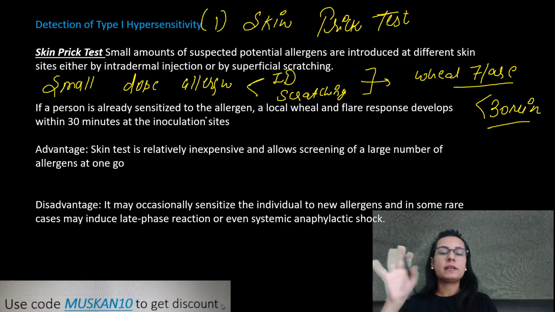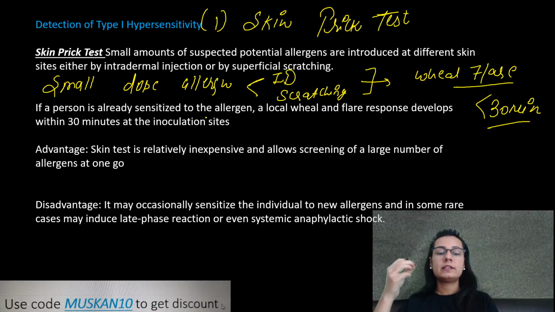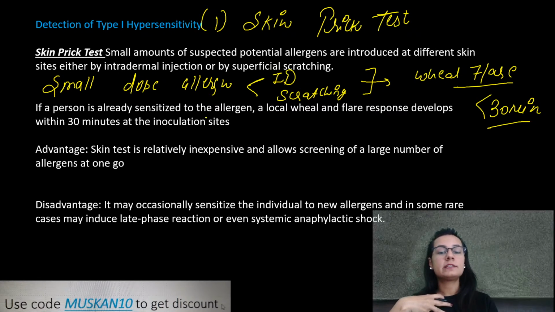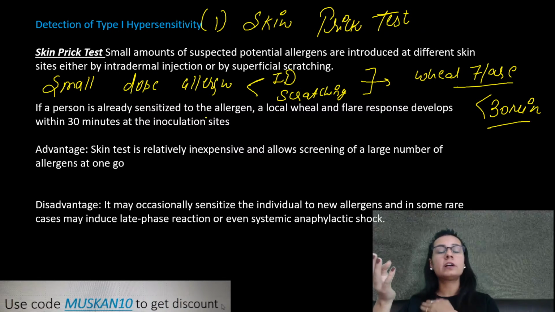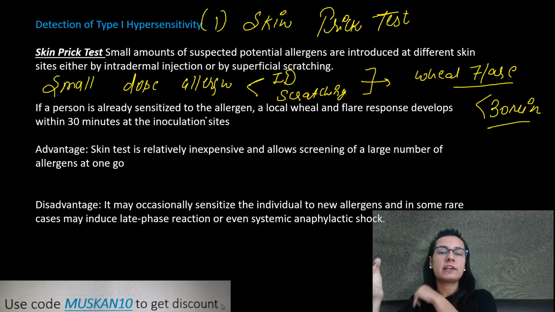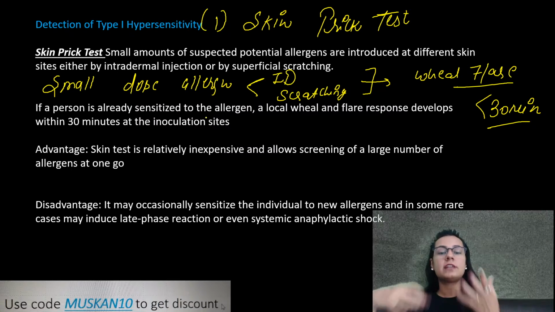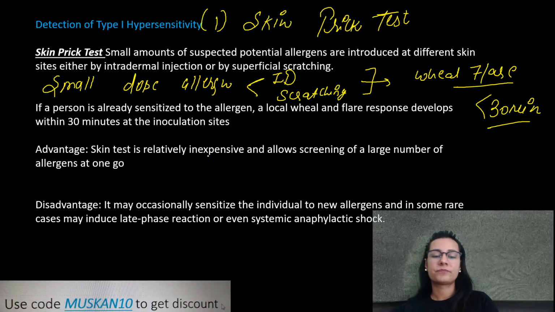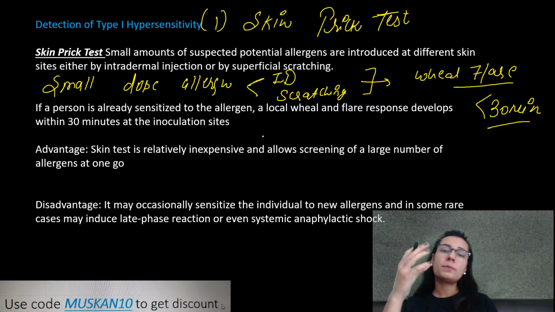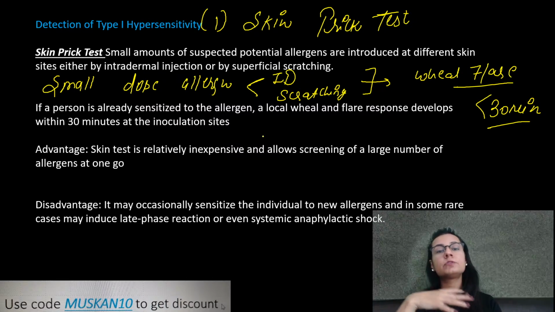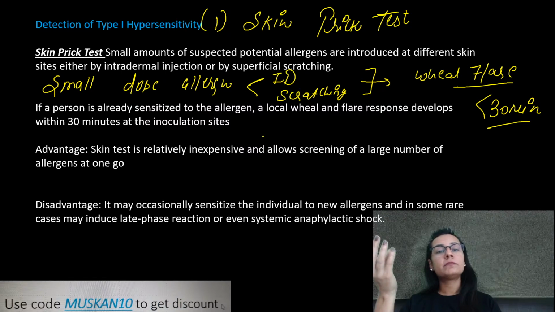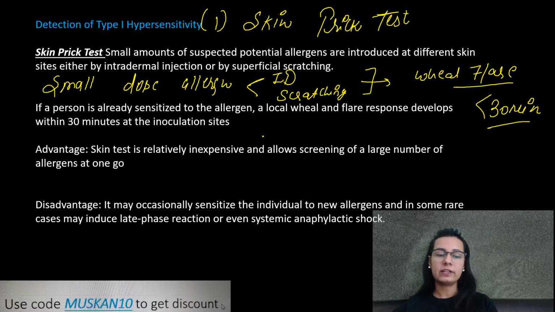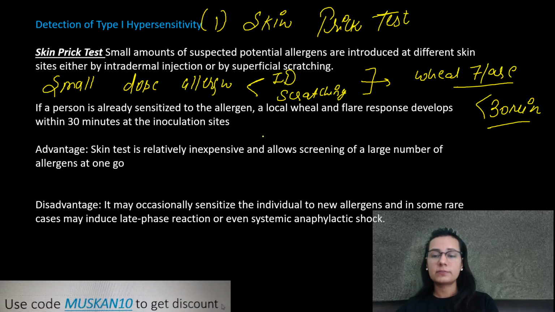Advantage is that it is inexpensive and screening can be easily done. Disadvantage is that even if the person is not sensitized, we are actually sensitizing the person. So next time, when a secondary exposure happens, it will lead to the reaction. So unintentionally we are sensitizing the person to a new allergen to which he was not sensitized before, right? And even if the person is sensitized, if we exposed them again, the patient may show allergic reactions and even show anaphylactic shock, even leading to death. So this is the disadvantage.